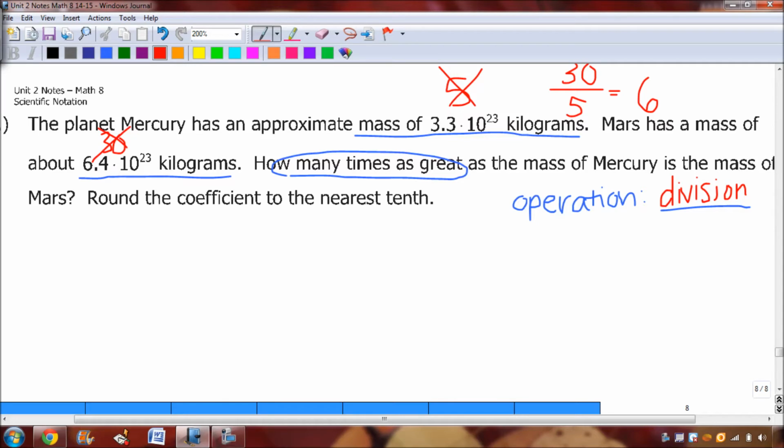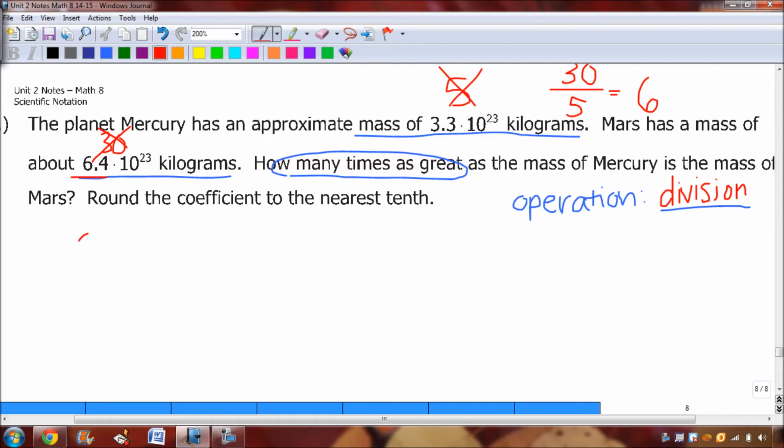So I have to divide my two numbers, but I have to figure out which number is larger. So I look at my exponents first, but they have the same exponent, so that's not going to help. So now I need to look at my coefficients. My coefficients are 6.4 and 3.3, so that means that this is the larger number. It also says how many times as great as the mass of Mercury is the mass of Mars. So Mars is the bigger number by the implication in the question.